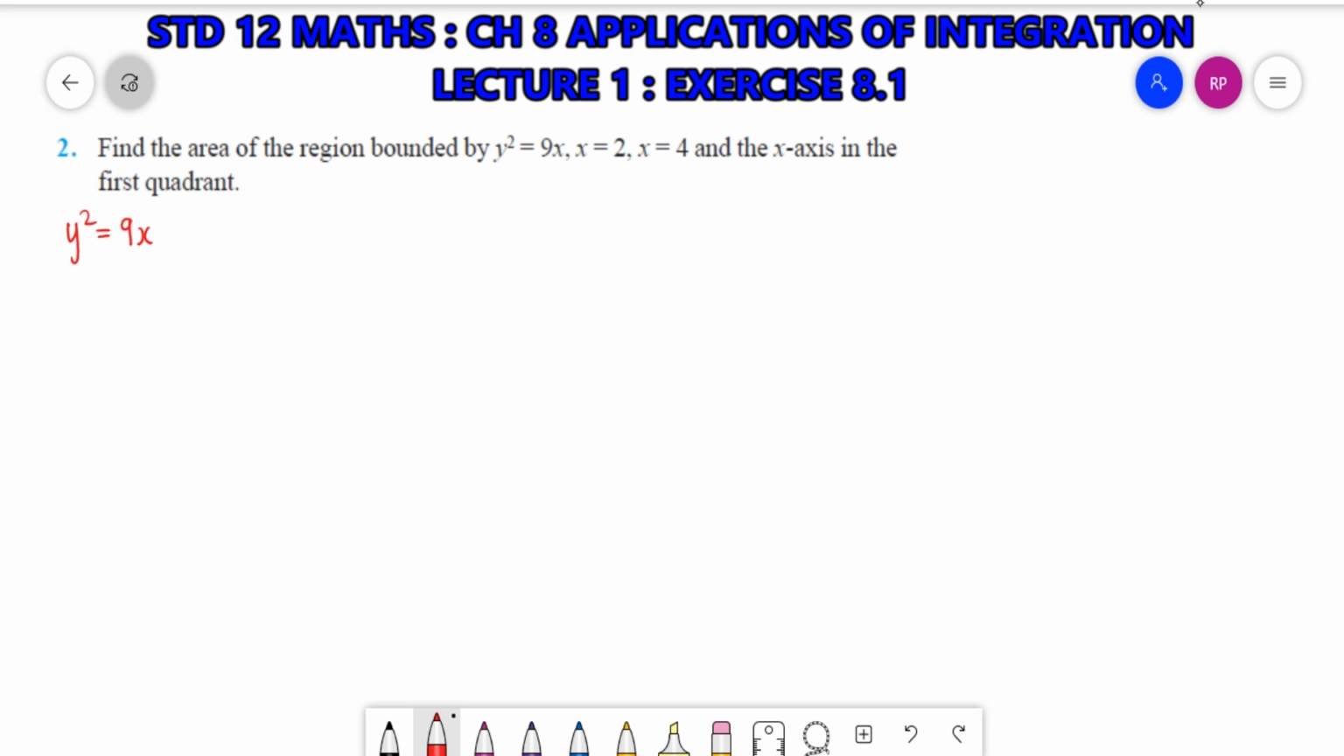So now again it's the x-axis, so we need to find out f(x). y will be equal to plus or minus 3 root x. So I can write that y is equal to f(x) is equal to 3 root x. I can ignore the negative sign because finally we are going to take modulus.